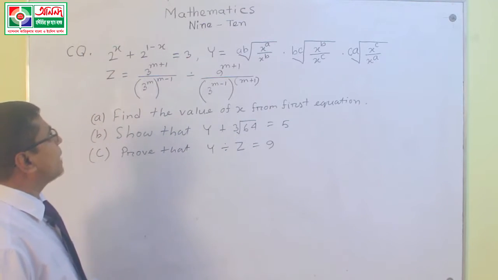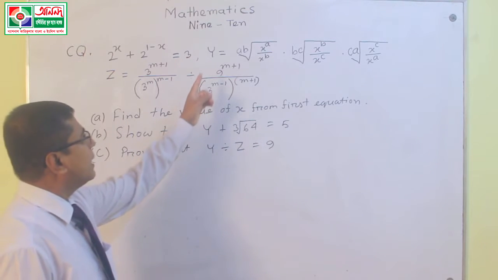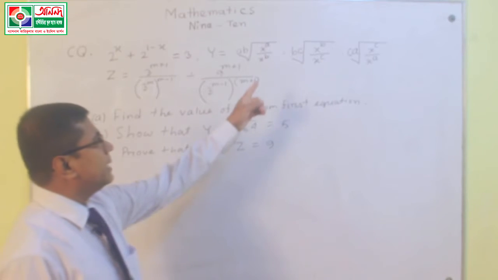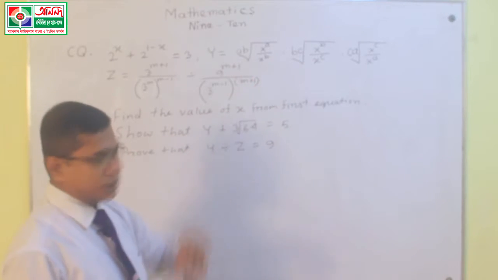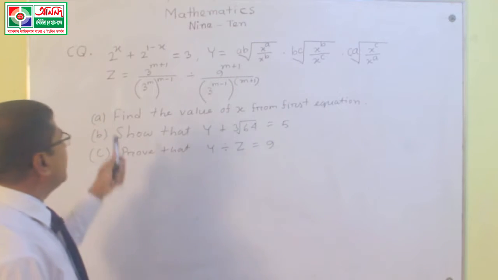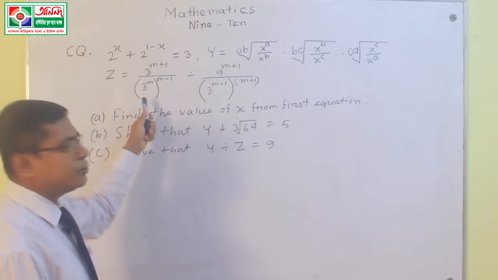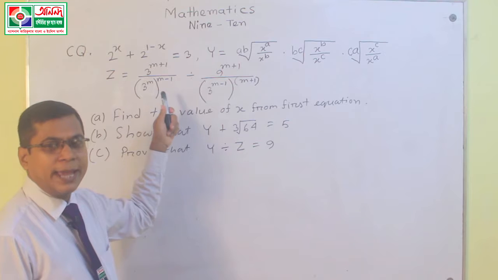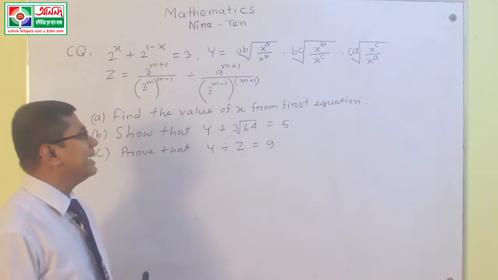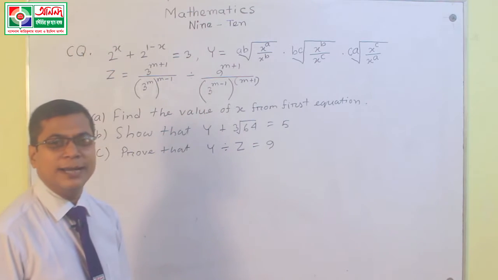2 to the power x plus 2 to the power 1 minus x equal to 3, and y equal to the ab-th root of x to the power a by x to the power b, into the bc-th root of x to the power b by x to the power c, and the ca-th root of x to the power c by x to the power a, and z equal to 3 to the power m plus n divided by 3 to the power m, whole to the power m minus 1, divided by 9 to the power m plus n divided by 3 to the power m minus 1, whole to the power m plus 1.